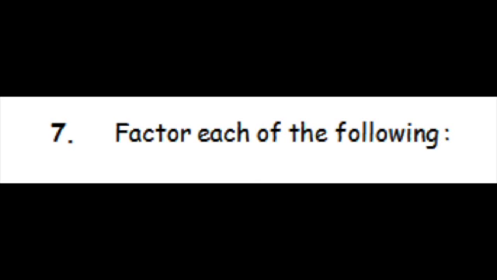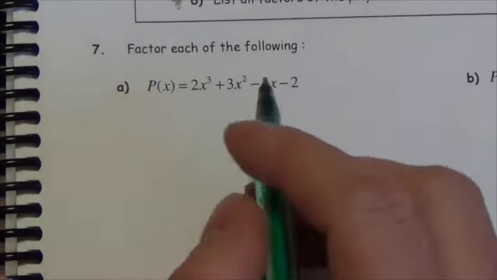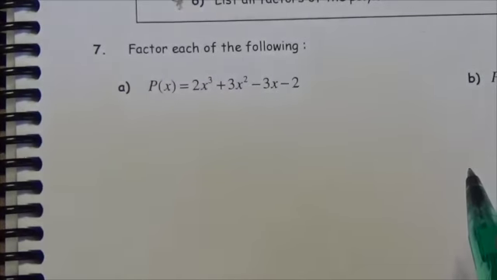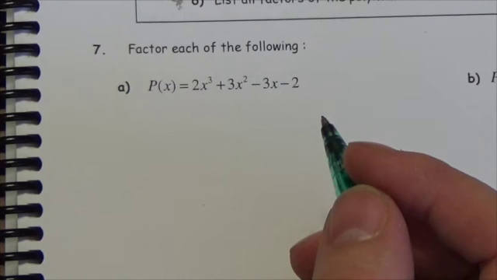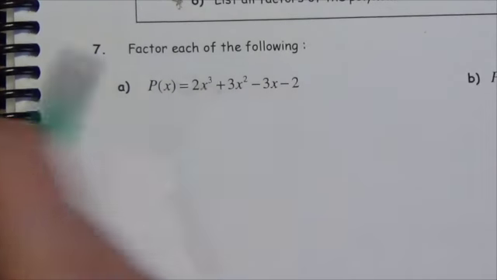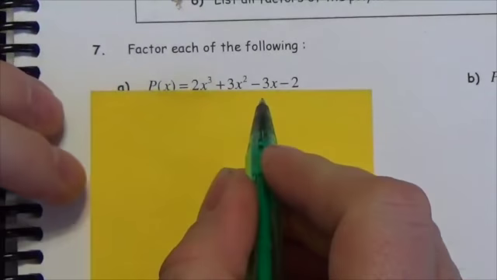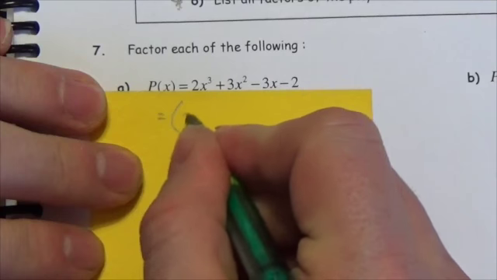Factor each of the following. 2x cubed plus 3x squared minus 3x minus 2. So here we go. The first thing we want to do is look for any common factors, and there aren't any. The next thing that we would do here, and I'm going to do it like this because I have an idea where this is going, is look for grouping. So I would group together the first two terms here.